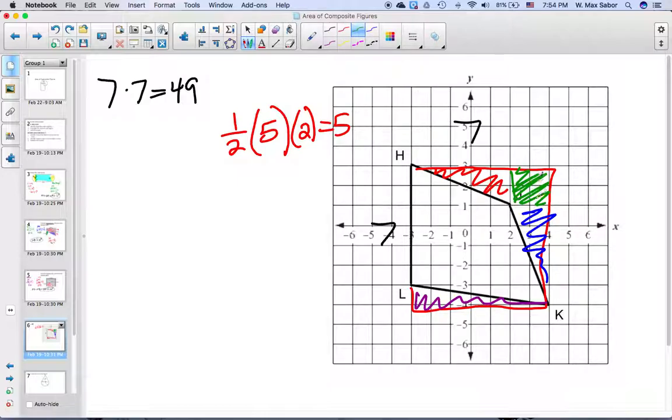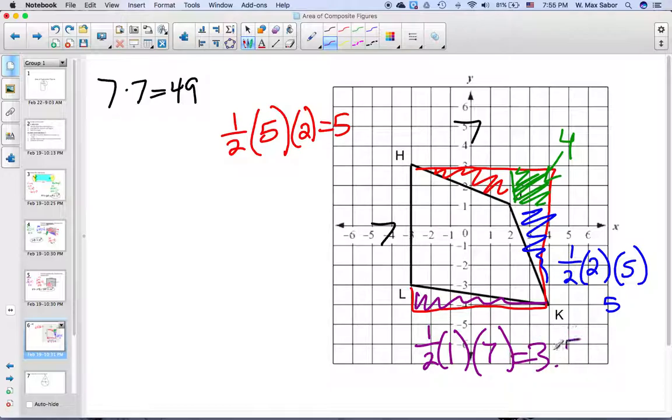The green square, you can just count the boxes or do 2 times 2 to get 4. This is 2 by 5, so 1/2 times 2 times 5 once again gives us 5. And then the purple was 1/2 times 1 times 7. The height is 1, the base is 7. And that's going to give us 3.5.